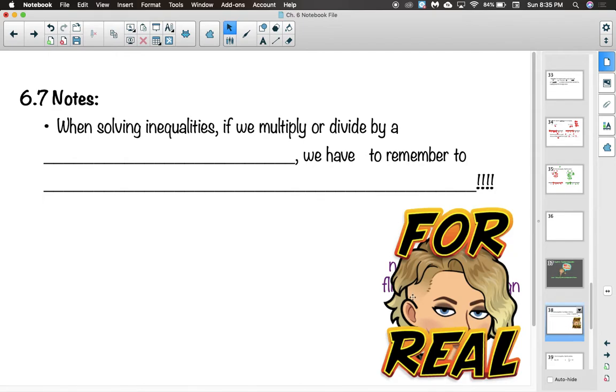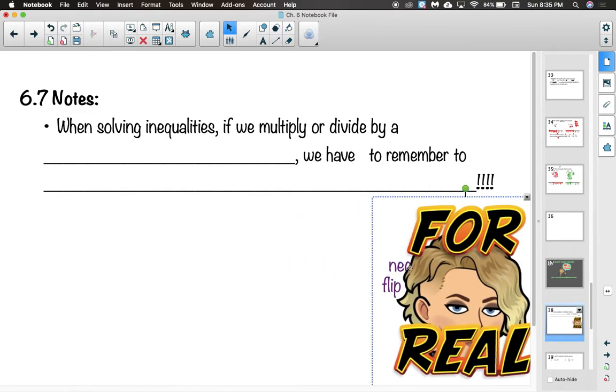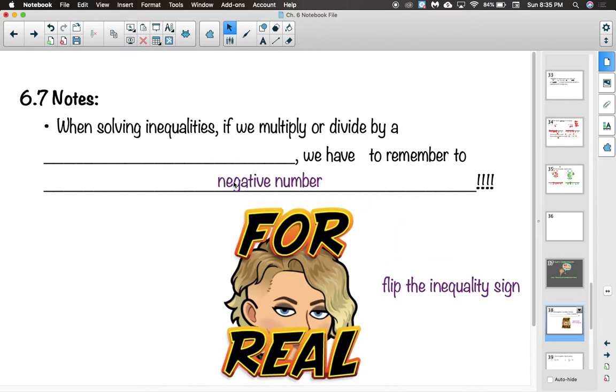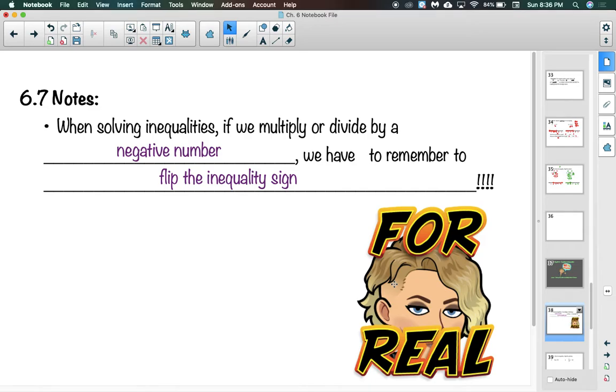When solving inequalities, if we multiply or divide by a negative number, that was supposed to be cool and dramatic. It was neither. We have to remember to flip the inequality sign. For real. This part, it is so easy to do, but it's even easier to forget. So you need to be on the lookout. If we are multiplying or dividing by a negative number to solve this problem, we have to flip the inequality sign. Okay? Copy it, let it sink in. Make sure you know how important that is.